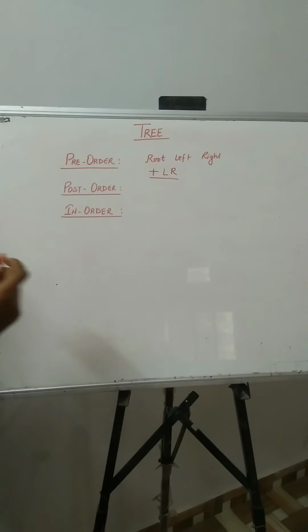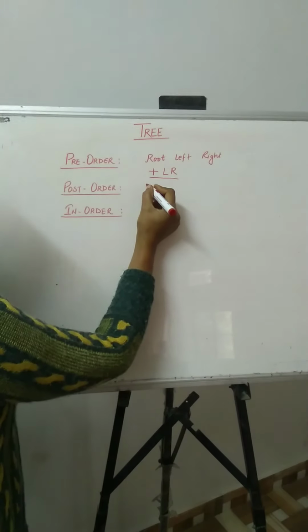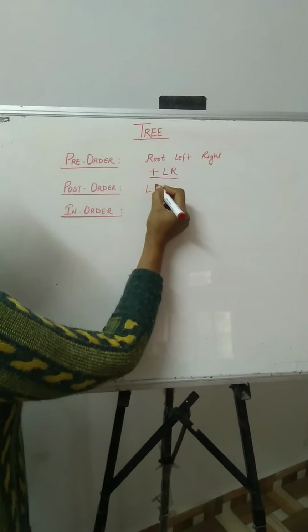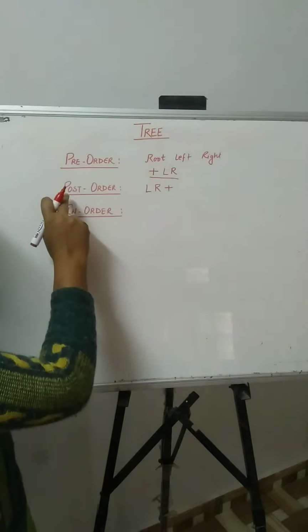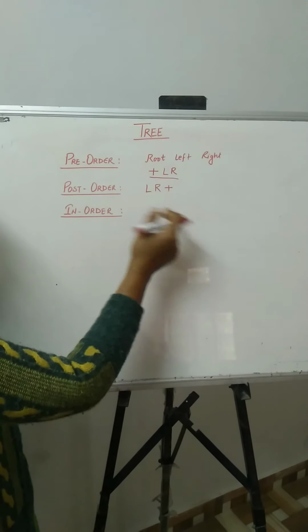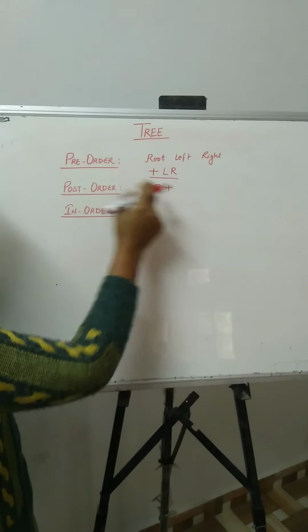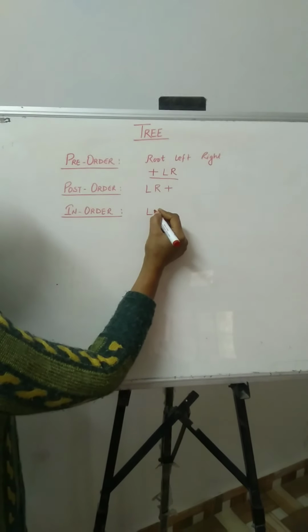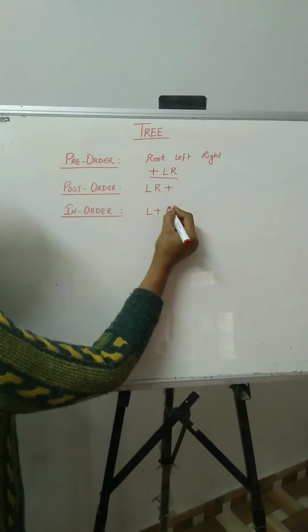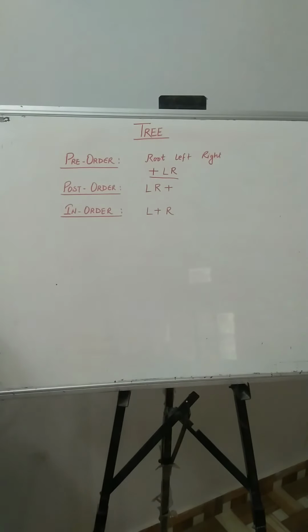In post order, firstly we read left, right, then root. Okay, post order, root at the last: left, right, then root. In order: left, root, right. This is the order to traverse a binary tree.